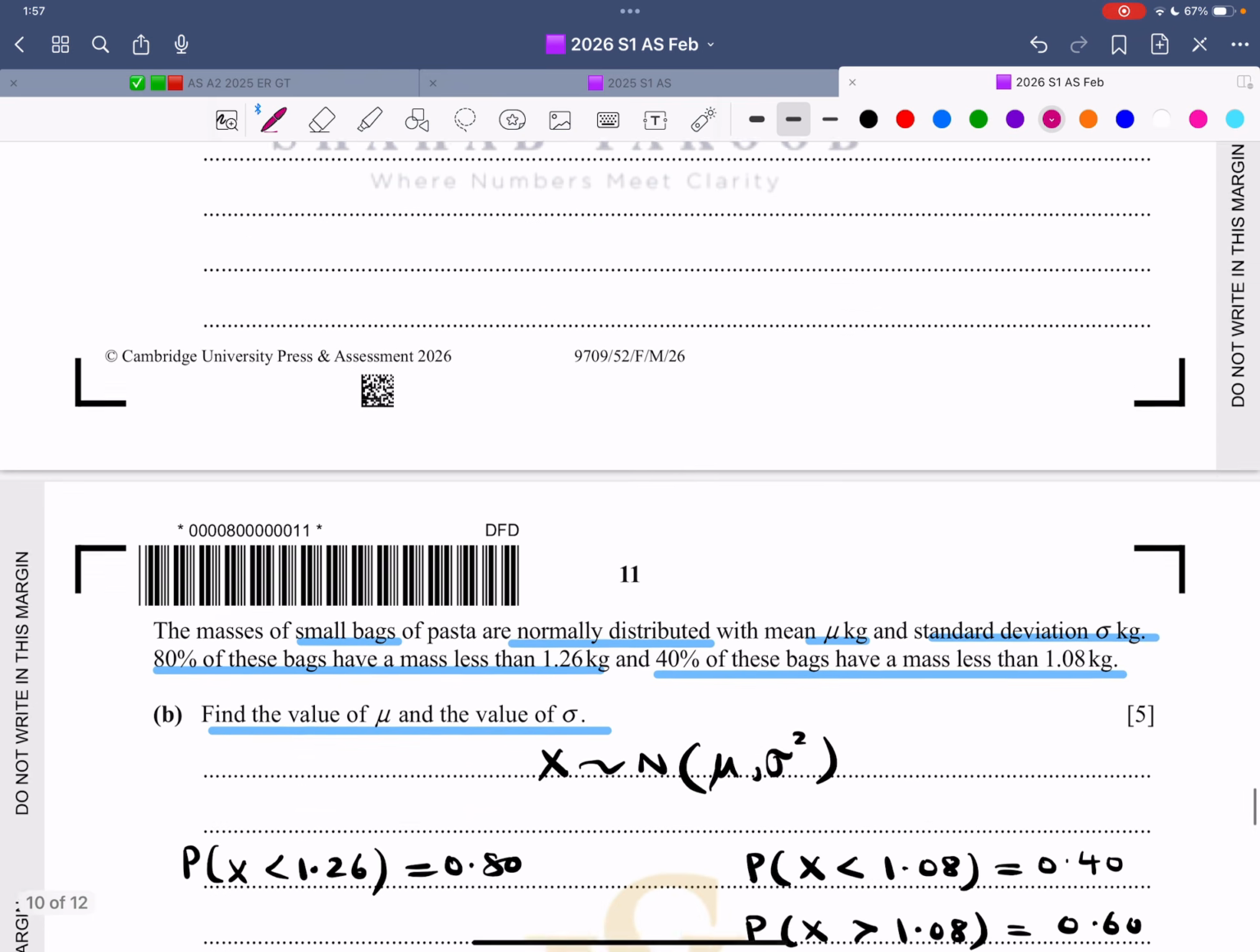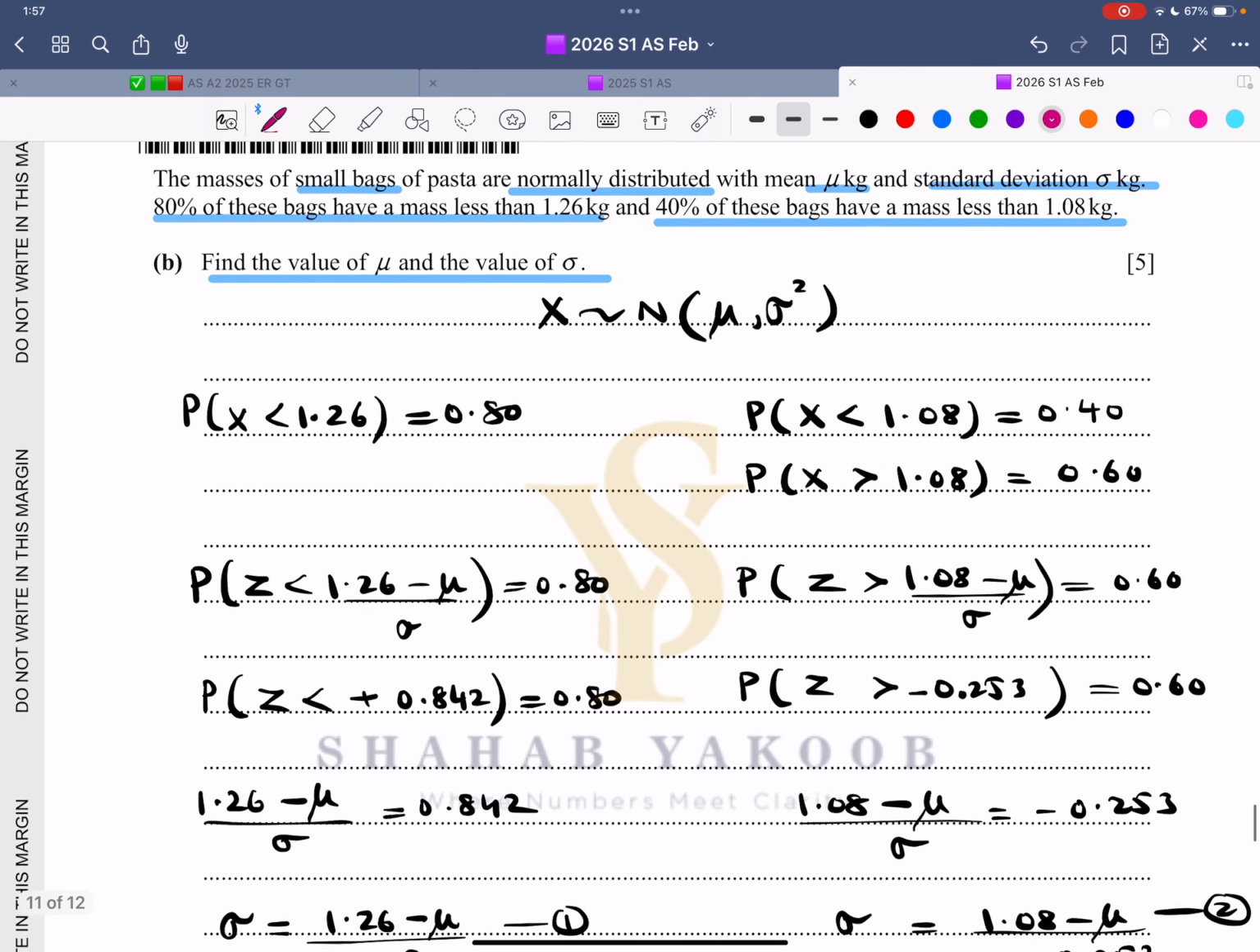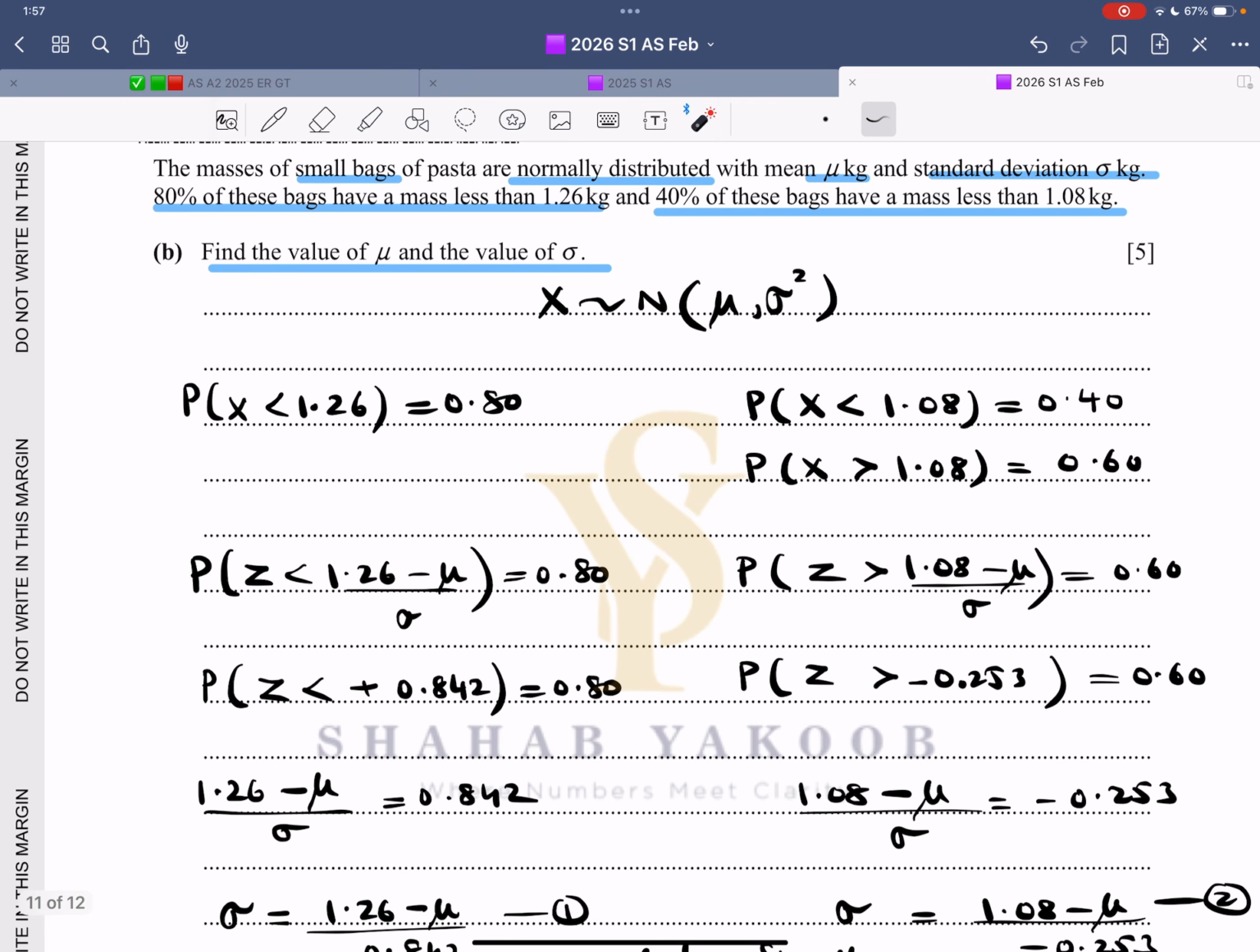The next one. The masses of small bags of pasta are normally distributed. The mu and the sigma are unknown. 80% have a mass lesser than 1.26. 40% have a mass lesser than 1.08. But this is 40%, this is lesser than 50%. Flip the inequality and subtract the probability from 1. So that is the thing that needs to be done. This is lesser, this is 80%.